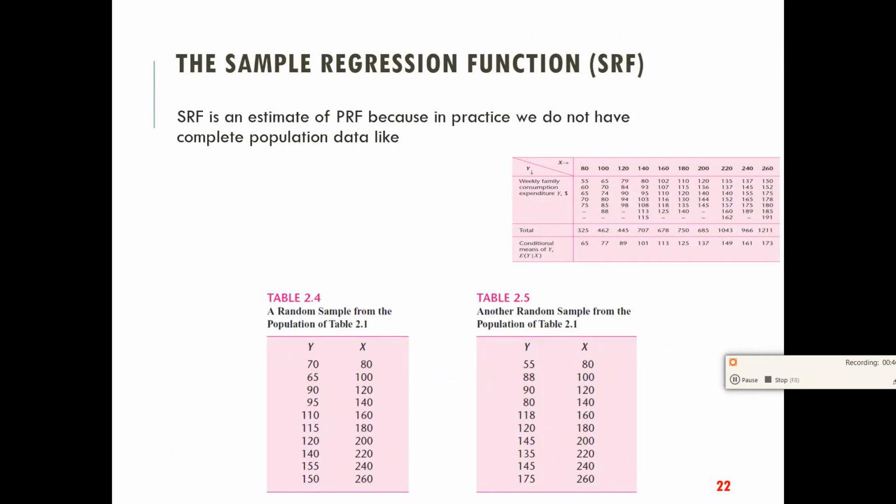Just a moment, and see, for your convenience, that data of 60 families I have shown here once again. So this was population data. So it's possible that I take a random sample, for example, for the family earning 80, the randomly selected value is 70, or the family earning 100, the randomly selected value is 65, and so on. So actually I am randomly taking one observation from each column.